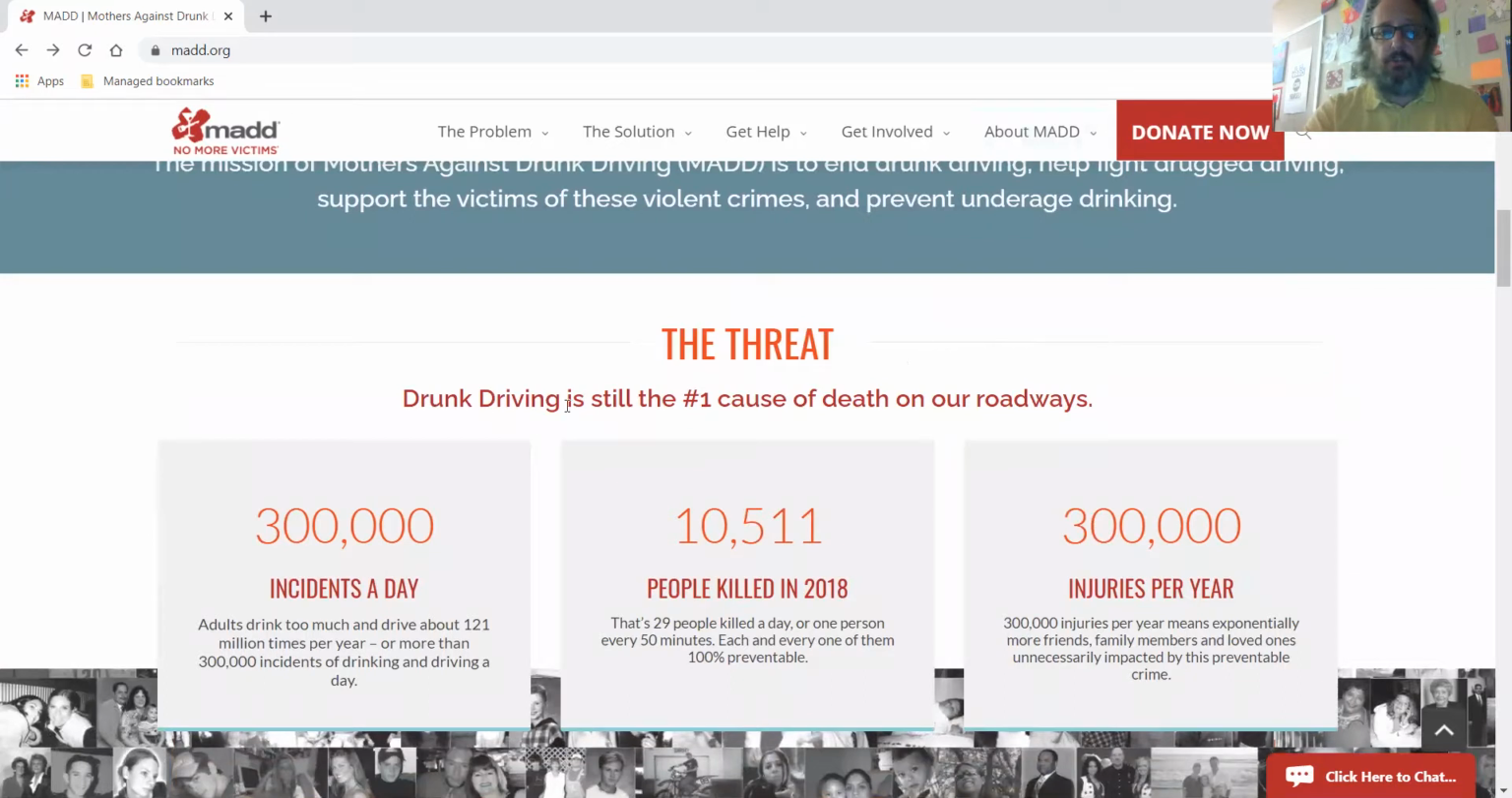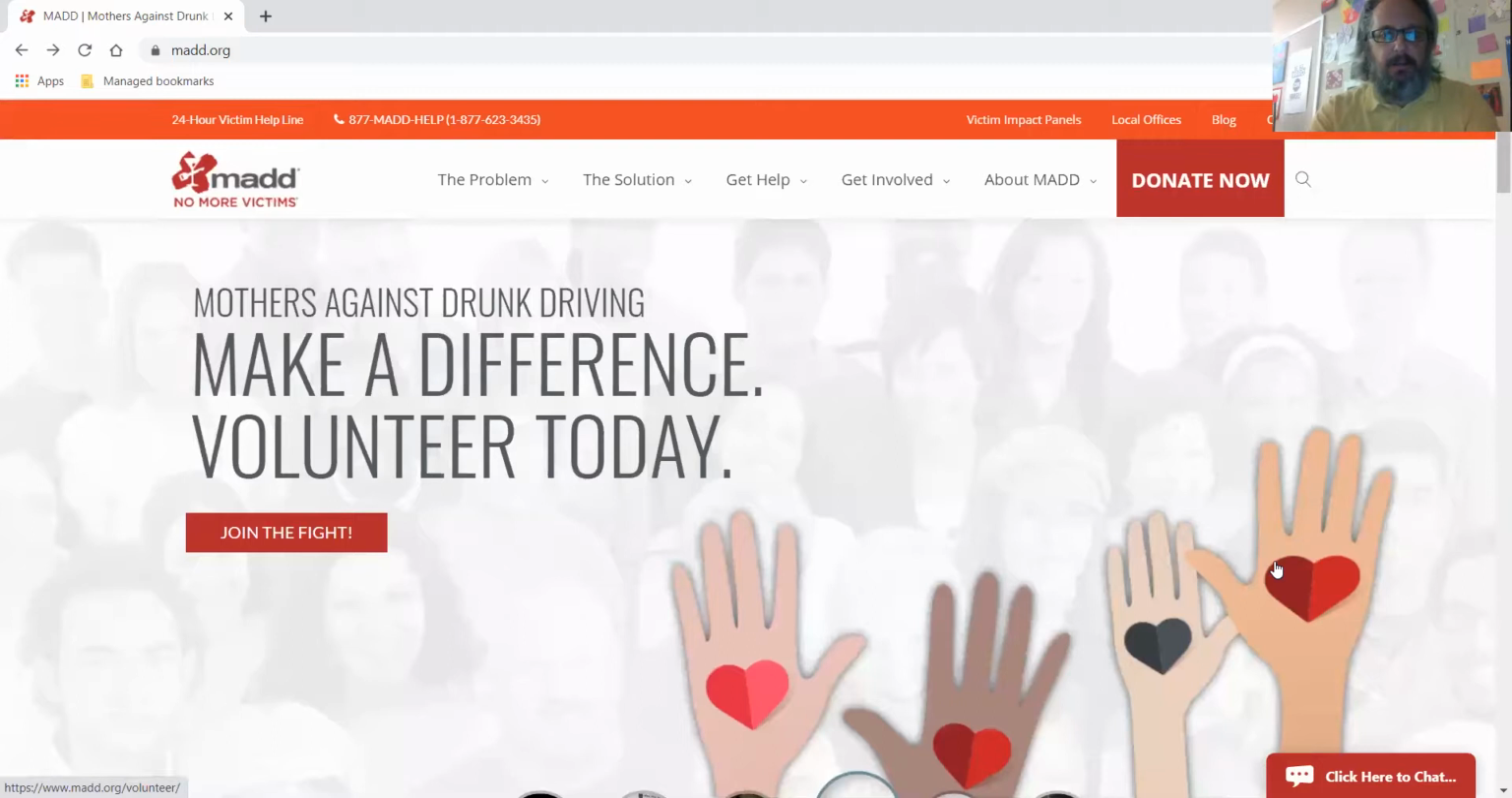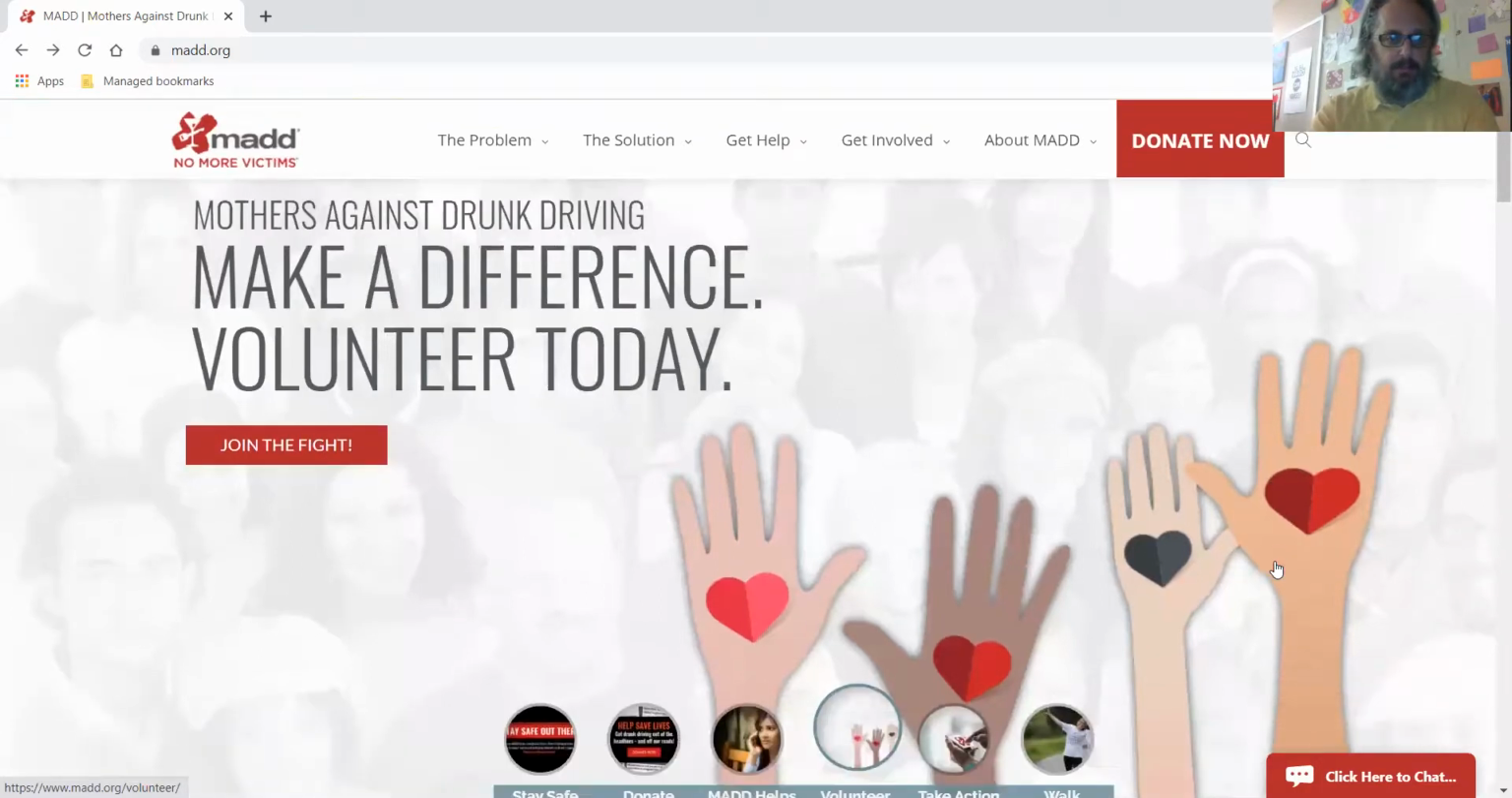This is the threat. These are the facts about what's going on. 300,000 a day, 10,511 people killed by drunk or drug drivers in 2018, 300,000 injuries per year. So those are the facts. That's how prominent it is. That it says there under people killed, 29 a day. Okay, those are your facts. And then the rest of it is developing a strong pathetic appeal.